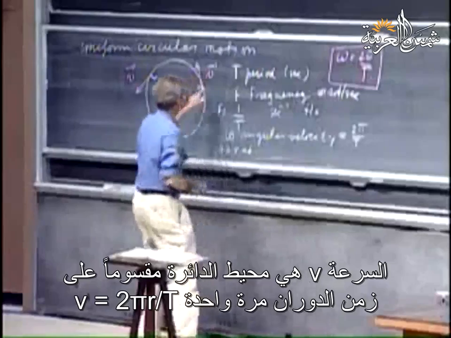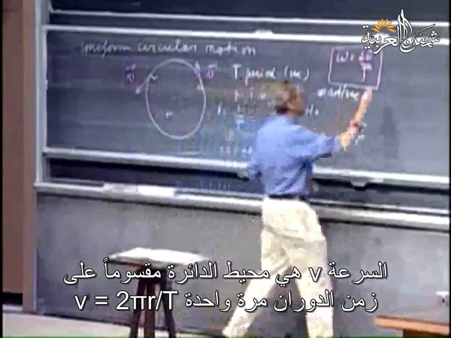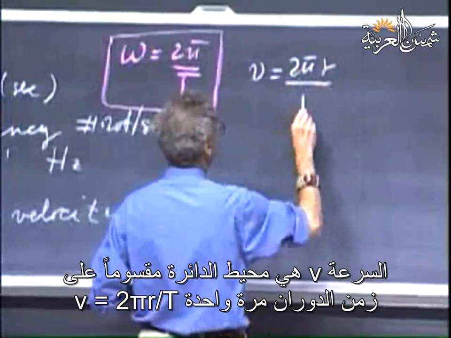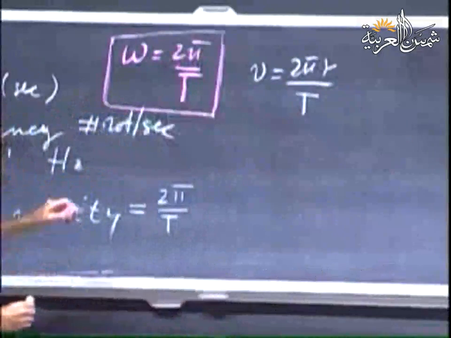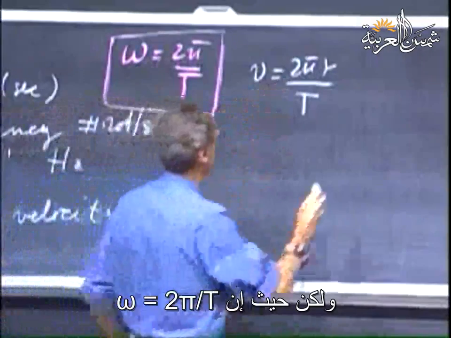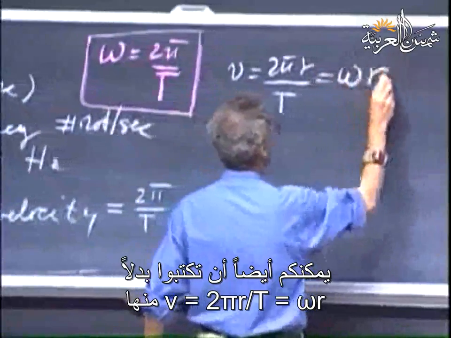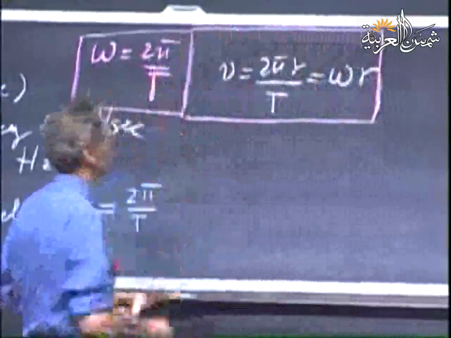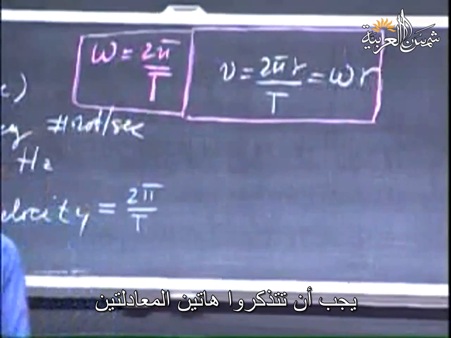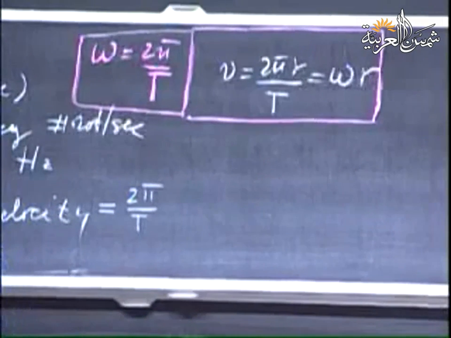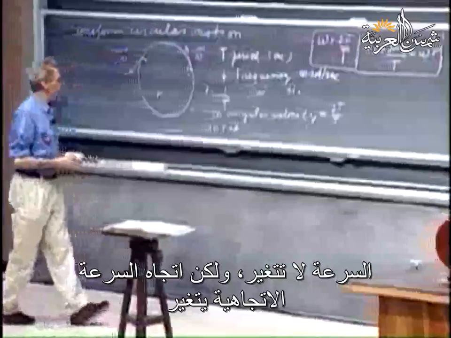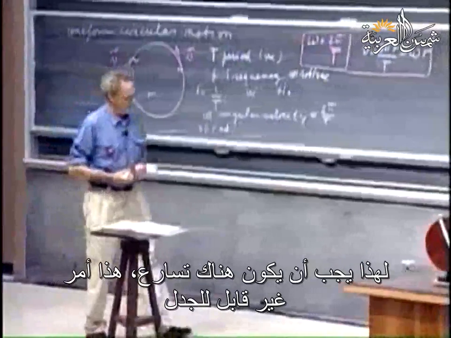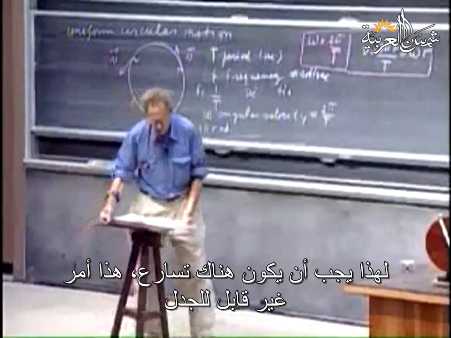The speed, v, is of course the circumference 2 pi r divided by the time to go around once, but since 2 pi divided by T is omega, you can also write for this omega r. And this is also something that I want you to remember. These two things you really want to remember. The speed is not changing, but the velocity vector is changing. Therefore, there must be an acceleration that is non-negotiable.